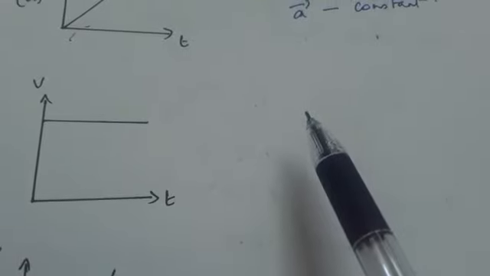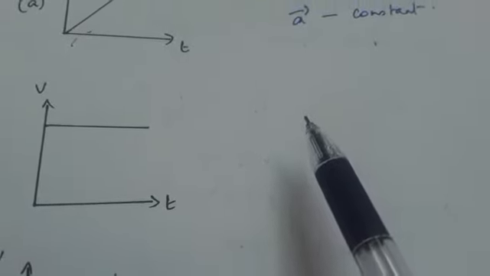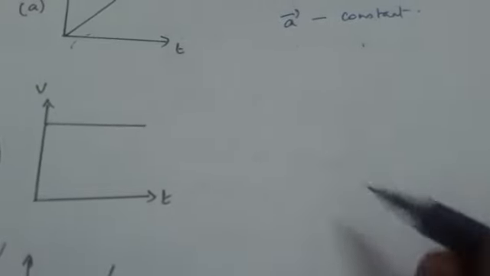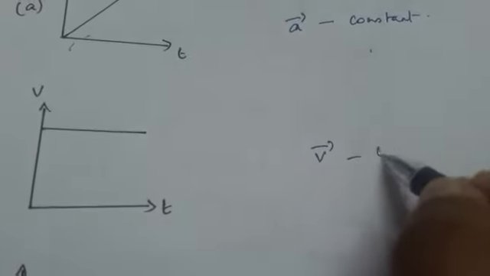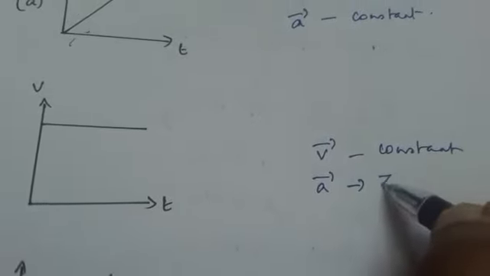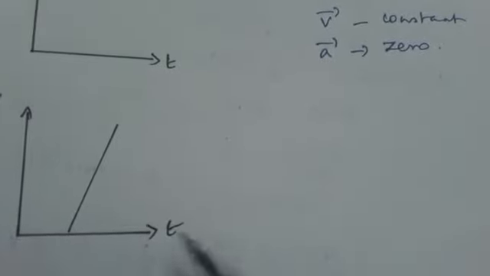Now in the second graph, here also it is a velocity-time graph. The body is moving with a uniform velocity. So when the body is moving with uniform velocity, the velocity is constant, so the acceleration is 0.